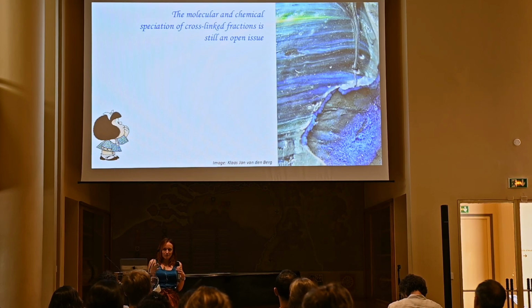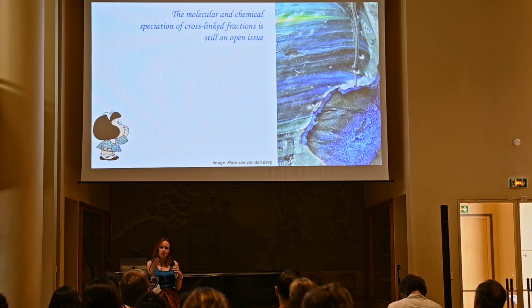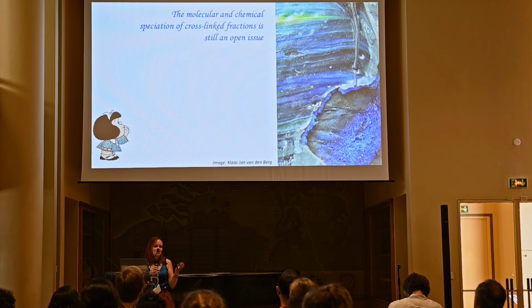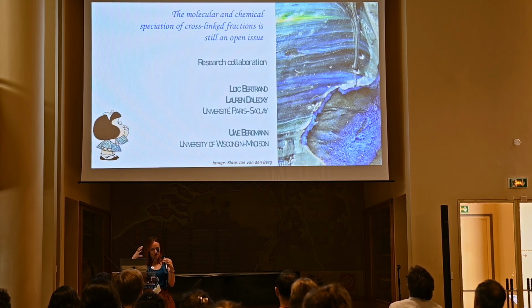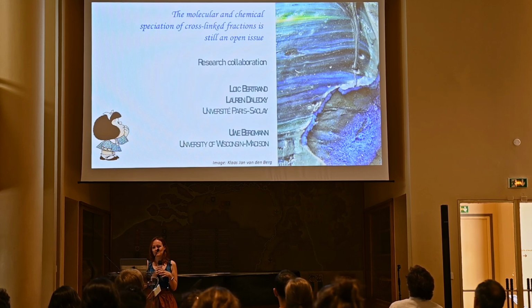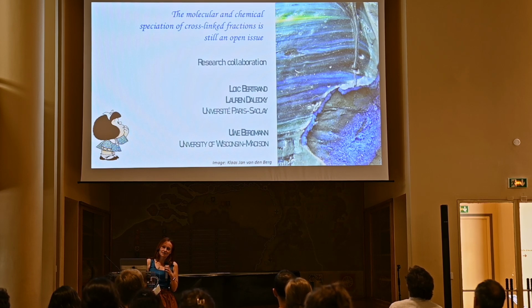The molecular structure of this cross-link network is not clear yet. We are not there yet, and there is still a lot to do. Mass spectrometry becomes almost blind very quickly. There are experiments that we would like to try using high-resolution mass spectrometry, but that will stop at the oligomer structure, and then we will need more to go into the whole cross-link network. We have a collaboration now with Loïc and Laurent here in Paris, and with Uwe Bergmann at the University of Wisconsin-Madison to try to look at these systems from a different angle.